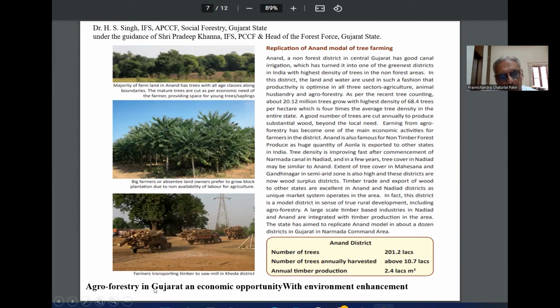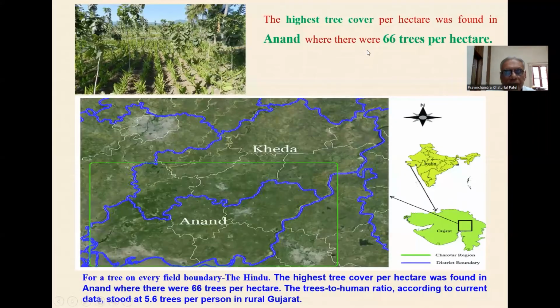So agroforestry in Gujarat, an economic opportunity with environment enhancement. So the Anand model is the best, and the highest per hectare was found in Anand. So you can find 66 trees per hectare. So it is the highest in India. So you can see here the trees. So it is Kheda and Anand. So we can see here the map of the greenery.